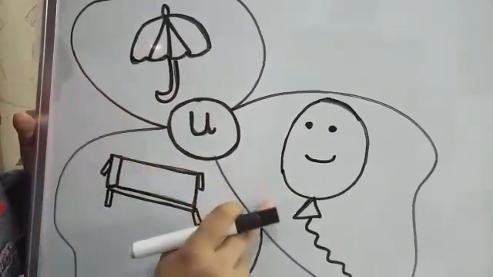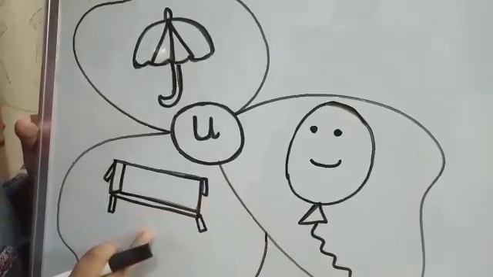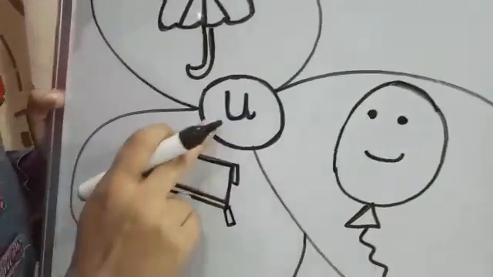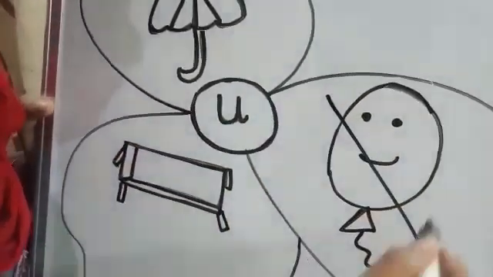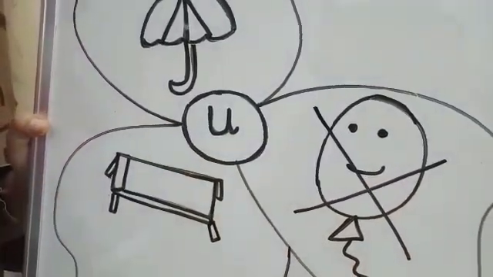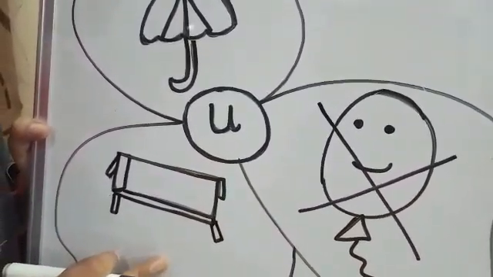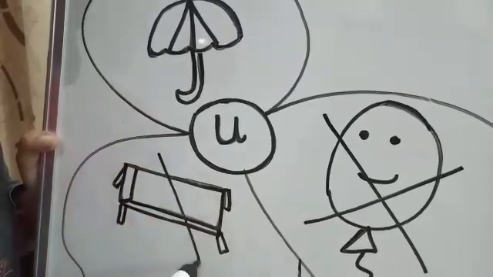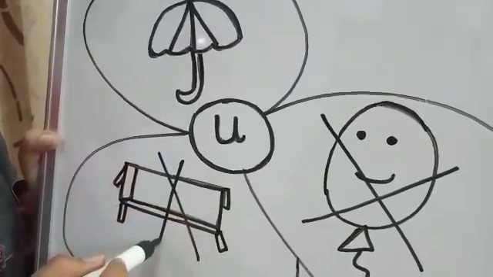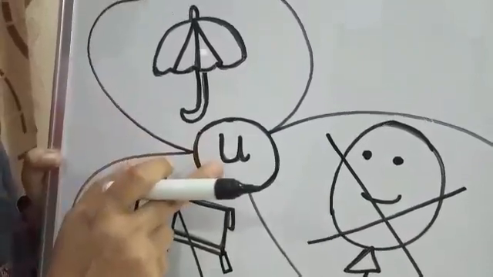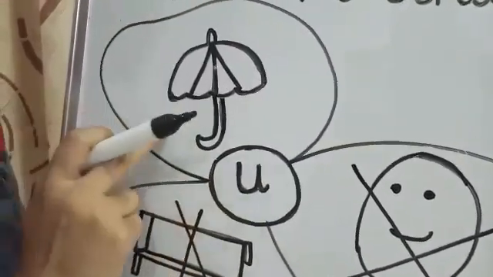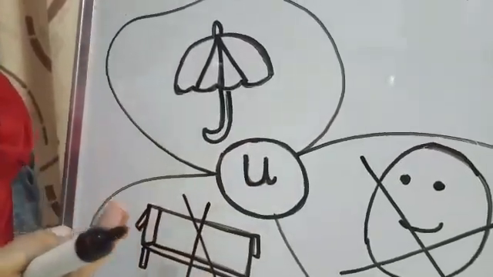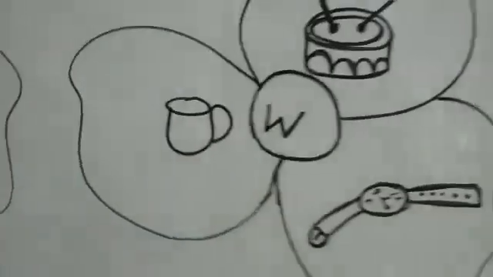Umbrella, balloon, table. Yes, balloon does not belong to sound a, so we will put a cross on balloon. Table also does not belong to sound a, so we will cross on table also. Umbrella belongs to sound a, so we will not cross it. Okay, let us see the next.